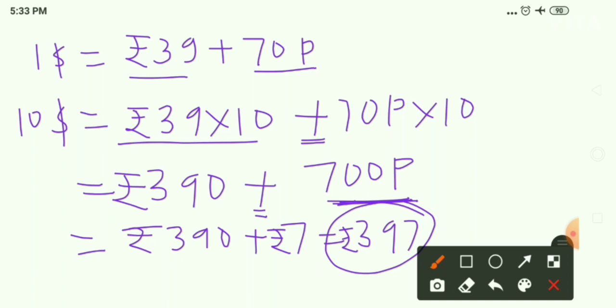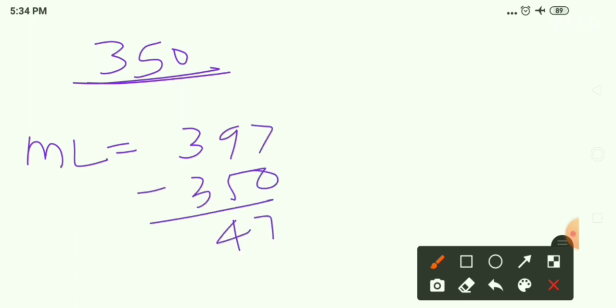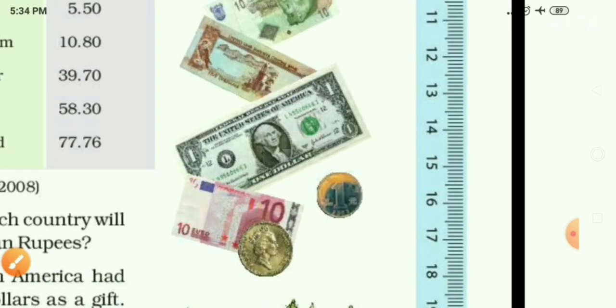Now we have found 397 rupees, and now how much money did he use? Means 350 rupees he spent on his school trip. So we can write money left with him means 397 minus 350. So we will get 47 as the difference. So 47 rupees is left with him. Now come to the next question.